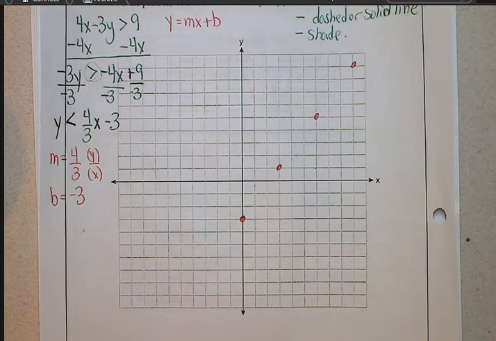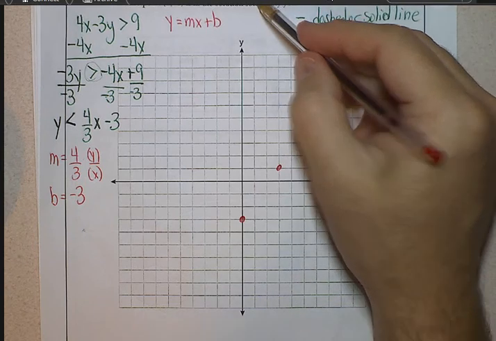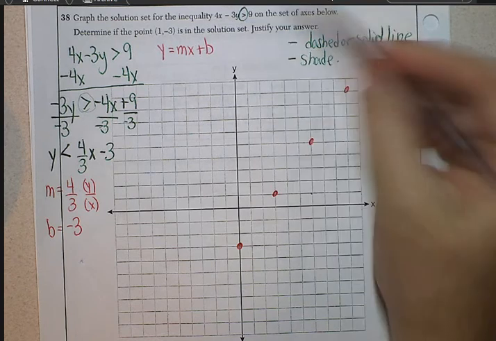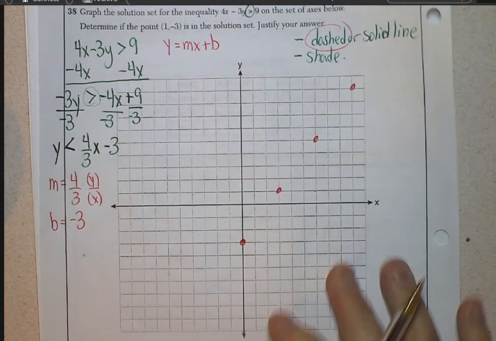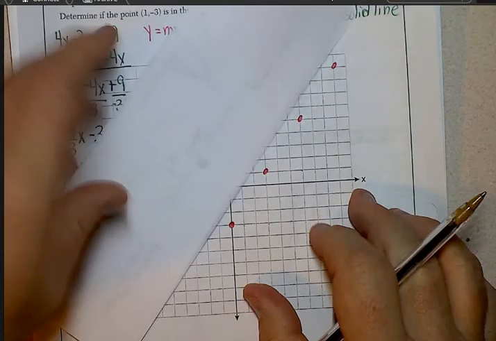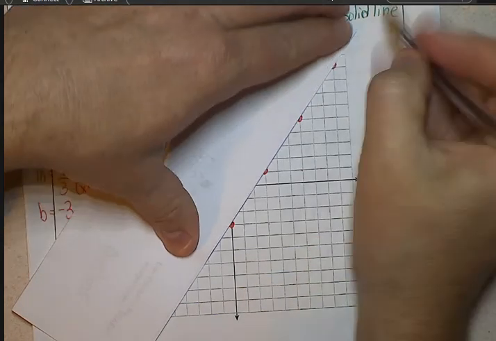I'm ready to draw my line. So it's greater than. If it's greater than, what type of line? Dashed or solid? It should be dashed because we're not including the points in the solution set because it's strictly greater than. So I'm going to line up these points with my ruler, and I'm going to draw a dashed line throughout.